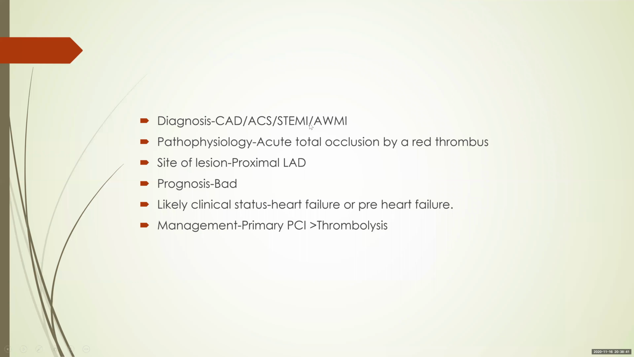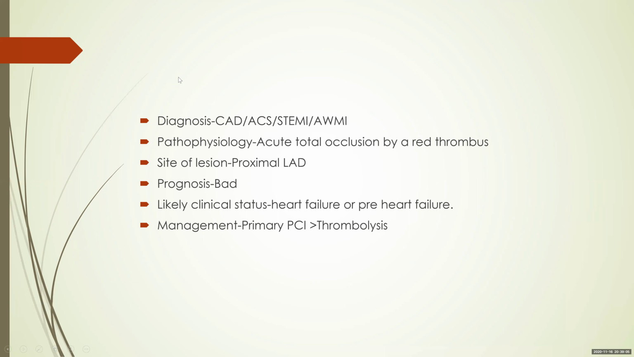So diagnosis: CAD, ACS, STEMI, and anterior wall MI. Pathophysiology: acute total occlusion by a red thrombus. Where is it occluded? It's a proximal LAD. What is the prognosis? It is bad because the proximal LAD is involved. There's a grade 3 ischemia, so you expect the prognosis to be bad. What is the likely clinical status? The patient is in heart failure or is going in for heart failure. What is the management? It is primary PCI, which is better than thrombolysis.